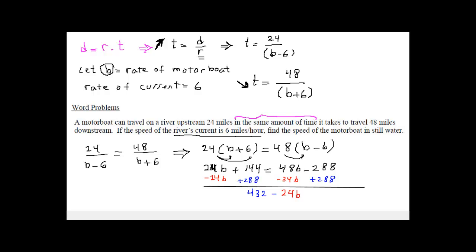Can somebody tell me what this B, or the rate of the boat, is in this case then? 18. Right, divide 24 into that. That would give you 18. 18 what? Don't forget the units. 18 miles per hour. Very good. So that would be, find the speed of the boat. That's exactly what we found.